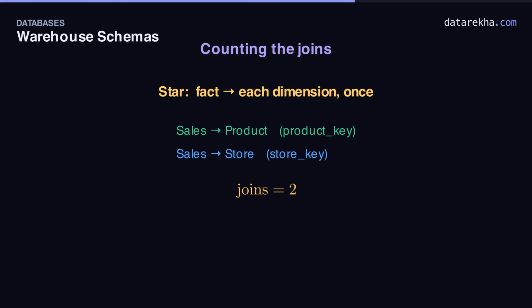Category sits inside product. City sits inside store. So we join sales to product and sales to store. One join each. Two joins. Apply the filters. Row 1 is electronics and Mumbai. Keep. Row 2 is furniture. Drop. Row 3, electronics and Mumbai. Keep. Sum the survivors. 5,000 plus 2,500 is 7,500.